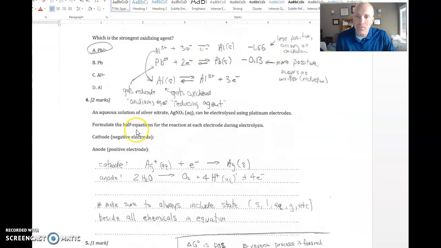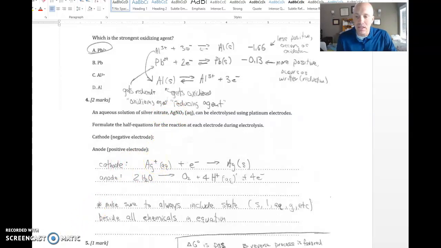Okay, so in the next question, we get the solution of silver nitrate being electrolyzed, formulate the half reactions. All right, so the cathode, remember that's where the reduction occurs. So think about the ions that we've got here. We've got silver, Ag+, but we've also got nitrate ions. What you're going to be looking for in terms of reduction is whether there are metal ions that can get reduced.